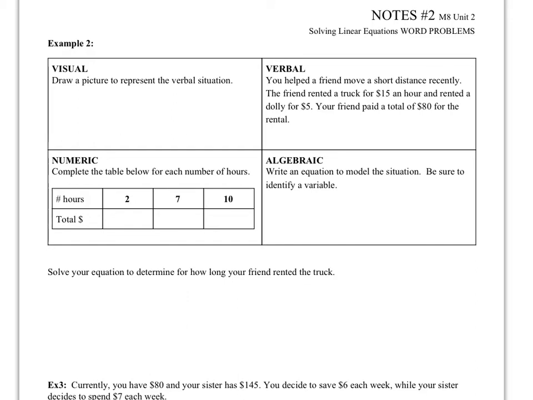So the first thing I'd like you to do is to use a visual to represent this. You can use the balance scale, or you can draw your own visual to show that the amount of money that they spent has to equal the total. Pause the video, press play when you're ready to check your visual.